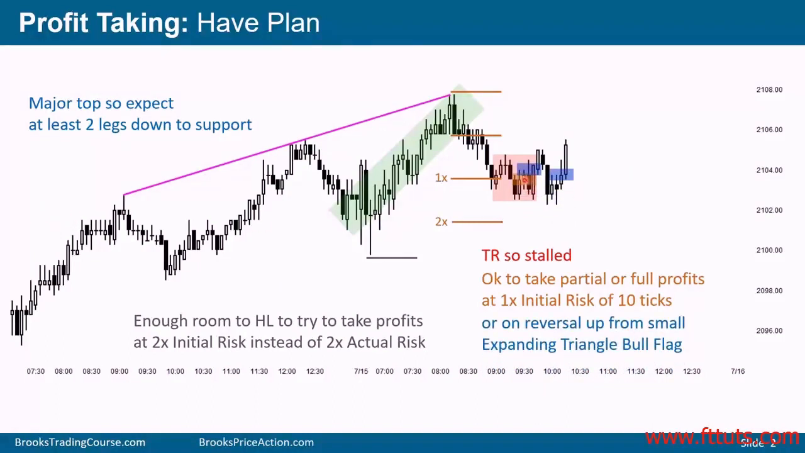It's reasonable to get out here. We have an attempt to reverse back up, probably a second leg down from this bear breakout. Well, this is a second leg down. It's reasonable to get out above this bull bar.